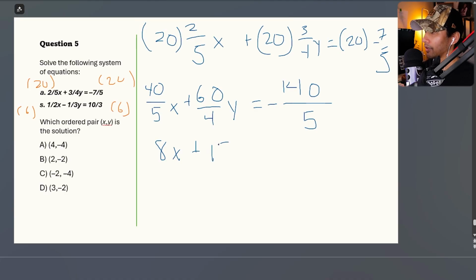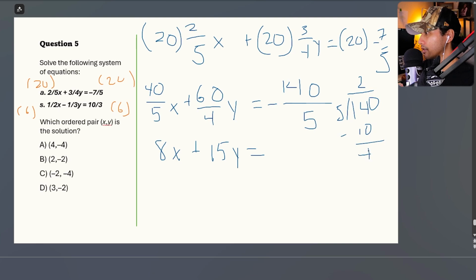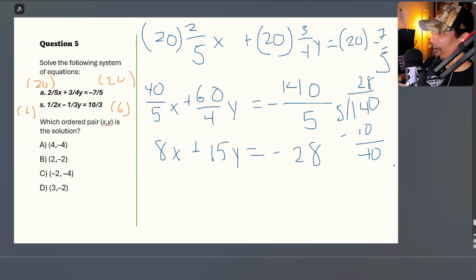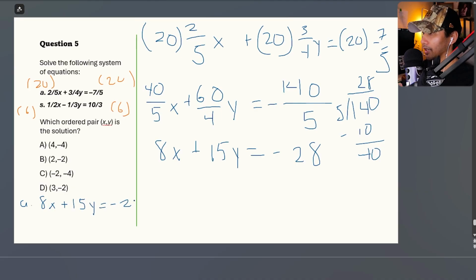60 divided by 4 is 20, right? No, 15. 15y. Equaling, what is 140 divided by 5? My gosh, I don't know that one off my head. I hate dividing too, like by hand. Ha! It is 28. Negative 28. Okay, we found out A, and I'm going to write this at the bottom here. A is 8x plus 15y equaling negative 28.